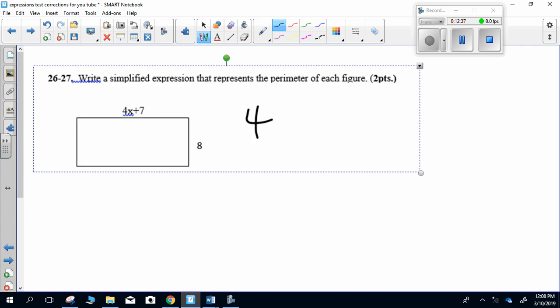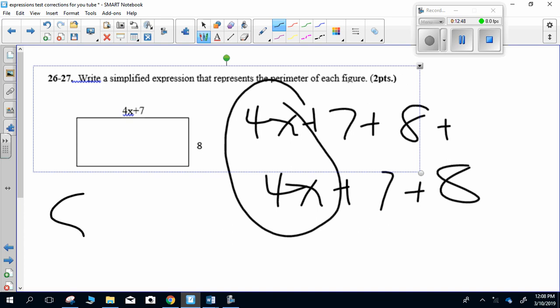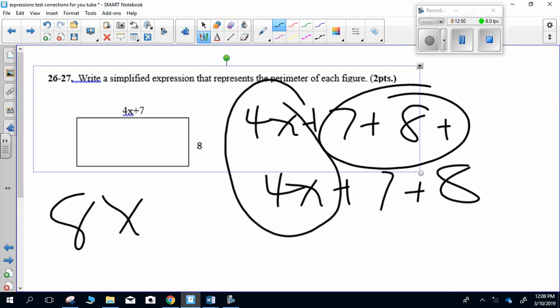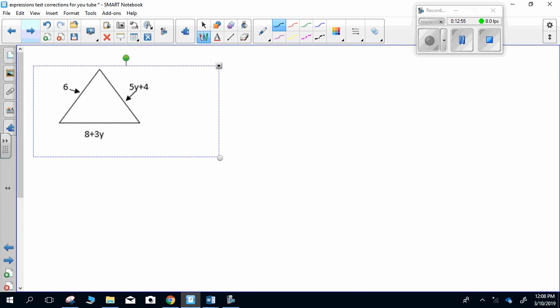Okay, perimeter. You have to add them all up. So if I combine my like terms, this is 8x. 15 plus 15 is 30. Last one.